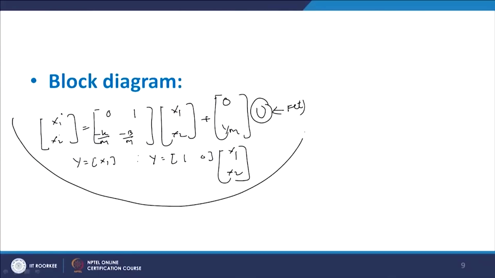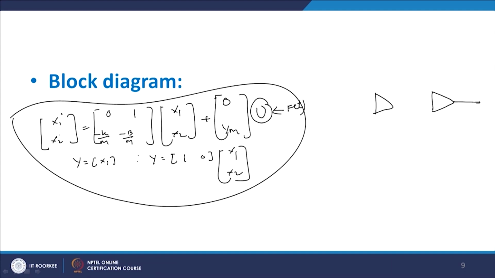and damper. Now, what do we do? We have to draw its block diagram. So, how many states are there? 2 states. So, how many integrators are required? 2 integrators are required. So, I will show 2 integrators here, integrator 1, and this is integrator 2.